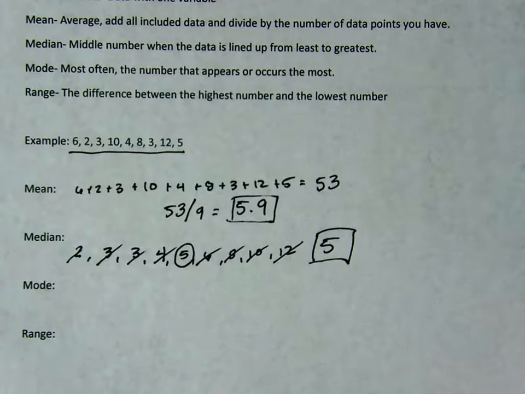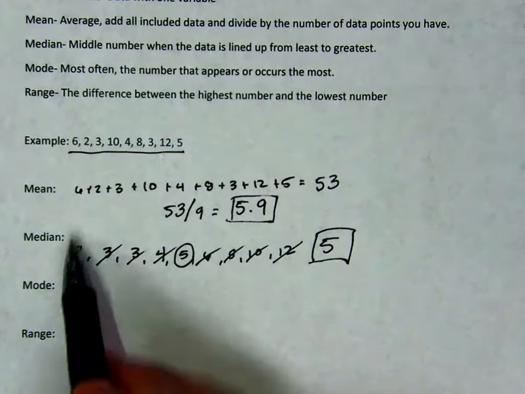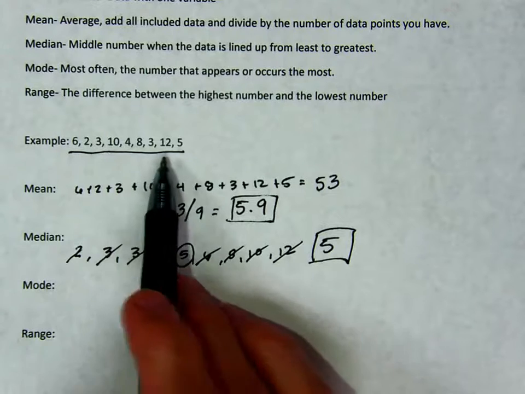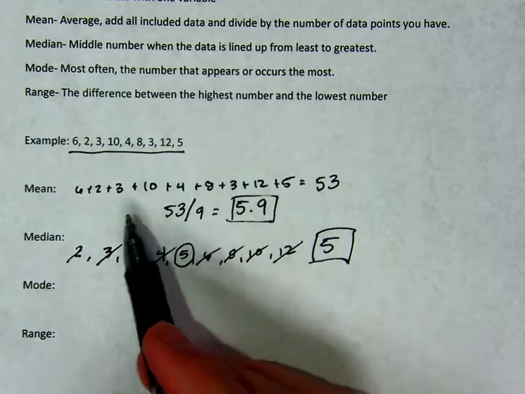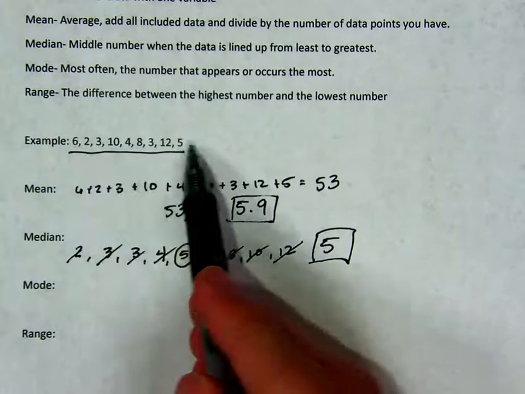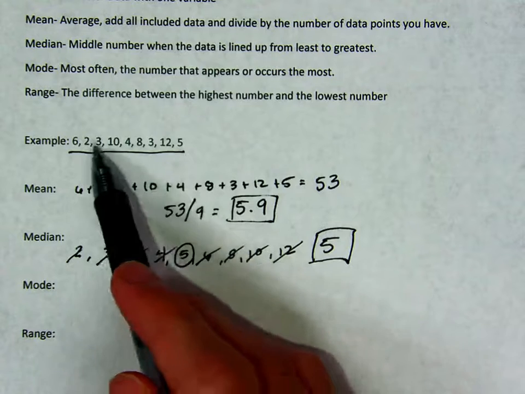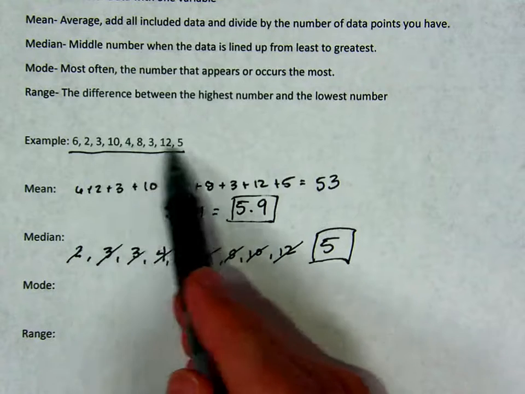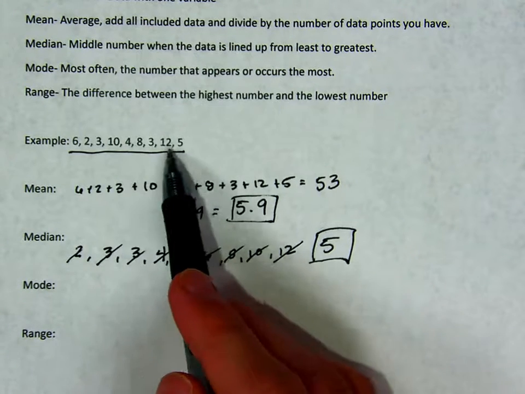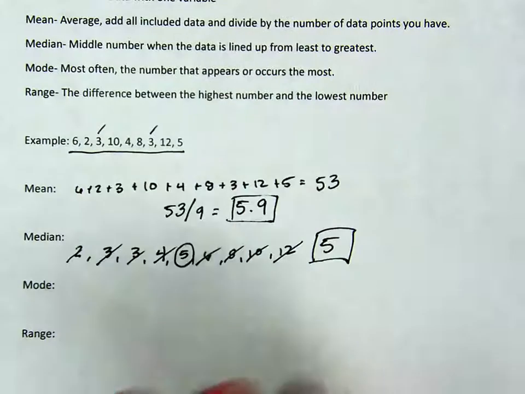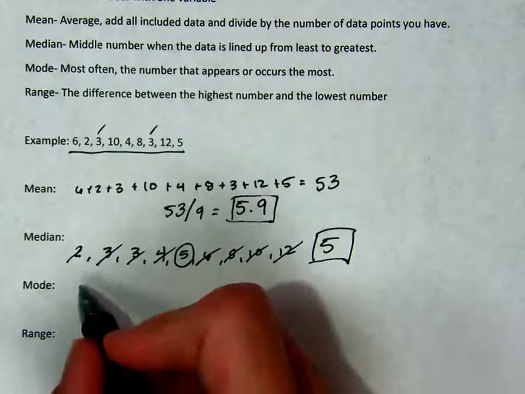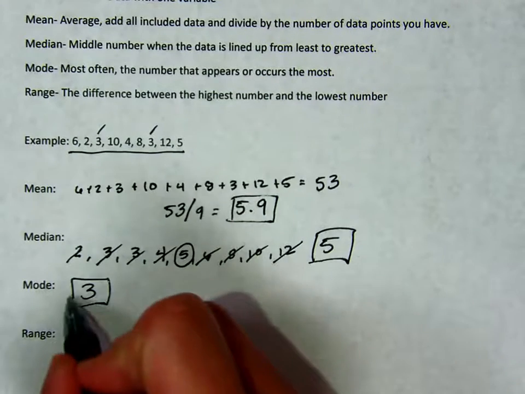Alright, mode. Based off of this data set, are there any numbers that are repeated or occur more than once? I've got 1 six, 1 two, I've got 2 threes here, 1 ten, 1 four, 1 eight, 1 twelve, 1 five. So the one data point that repeats is 3. That's my mode.